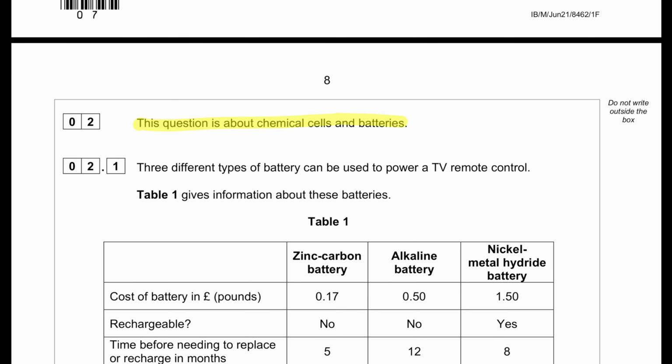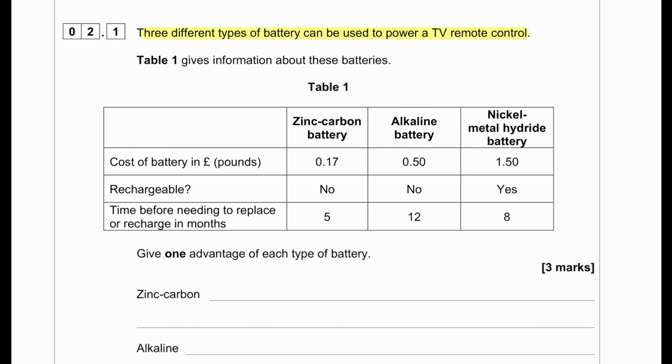This question is about chemical cells and batteries. 3 different types of battery can be used to power a TV remote control. Table 1 gives the information about these batteries. Cost of battery in pounds: zinc carbon battery 0.17, rechargeable no, and time before needing to replace 5 months. Alkaline battery 0.5, no, and it goes for a longer time, so 12 months.